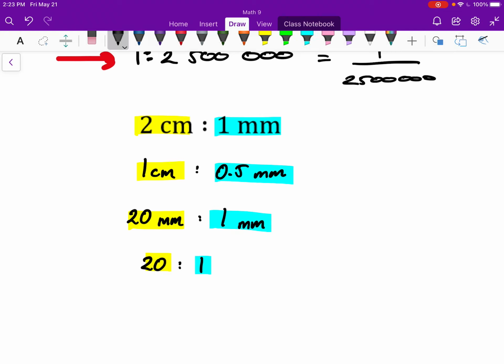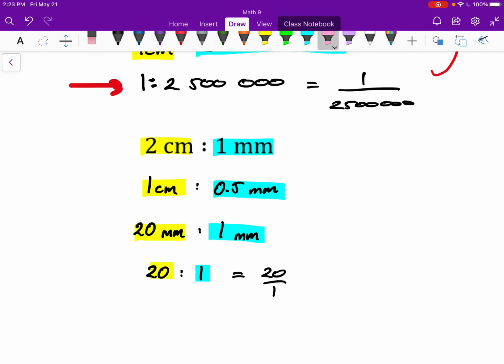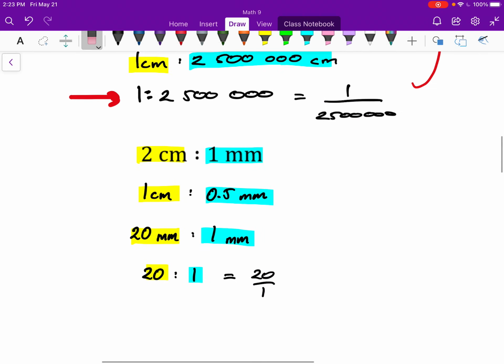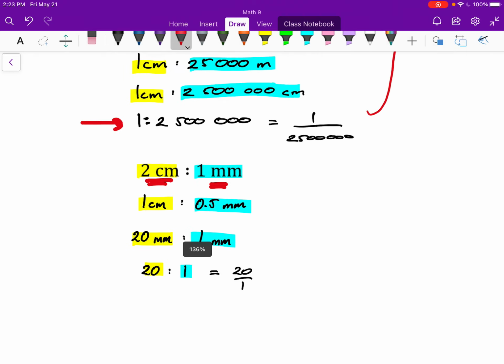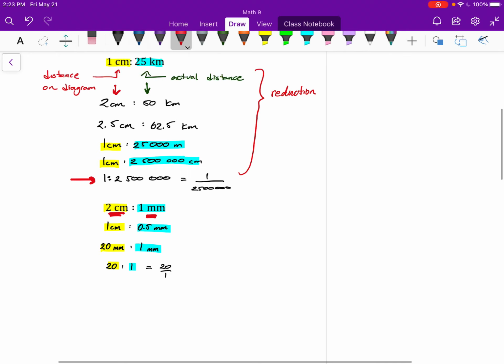And if I write this as a fraction, it's 20 over 1. And as I mentioned before, if you can get your scale to a fraction like this, if the number is more than 1, it's an enlargement. If the number is less than 1, it's a reduction. But again, I can also just tell by looking at this that if 2 centimeters on the diagram is only 1 millimeter in real life, this diagram is definitely larger than the actual object. And so this must be an enlargement.